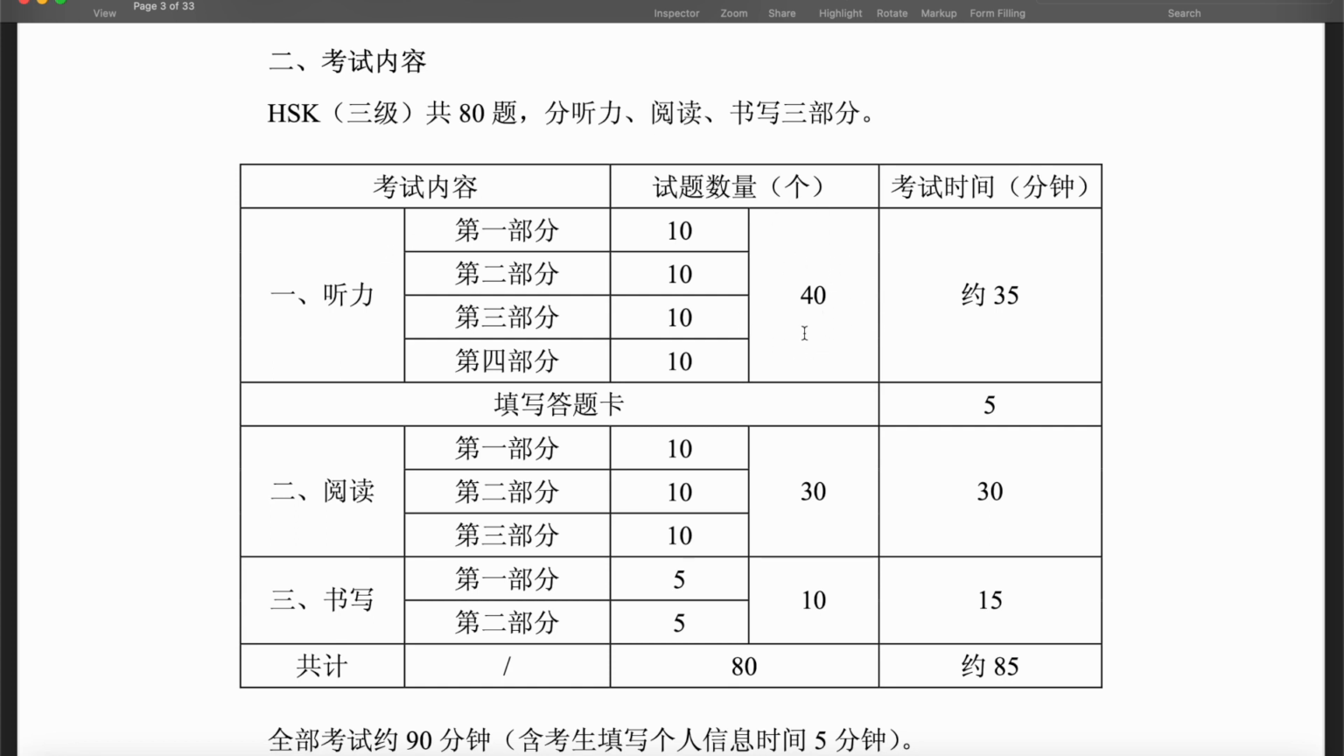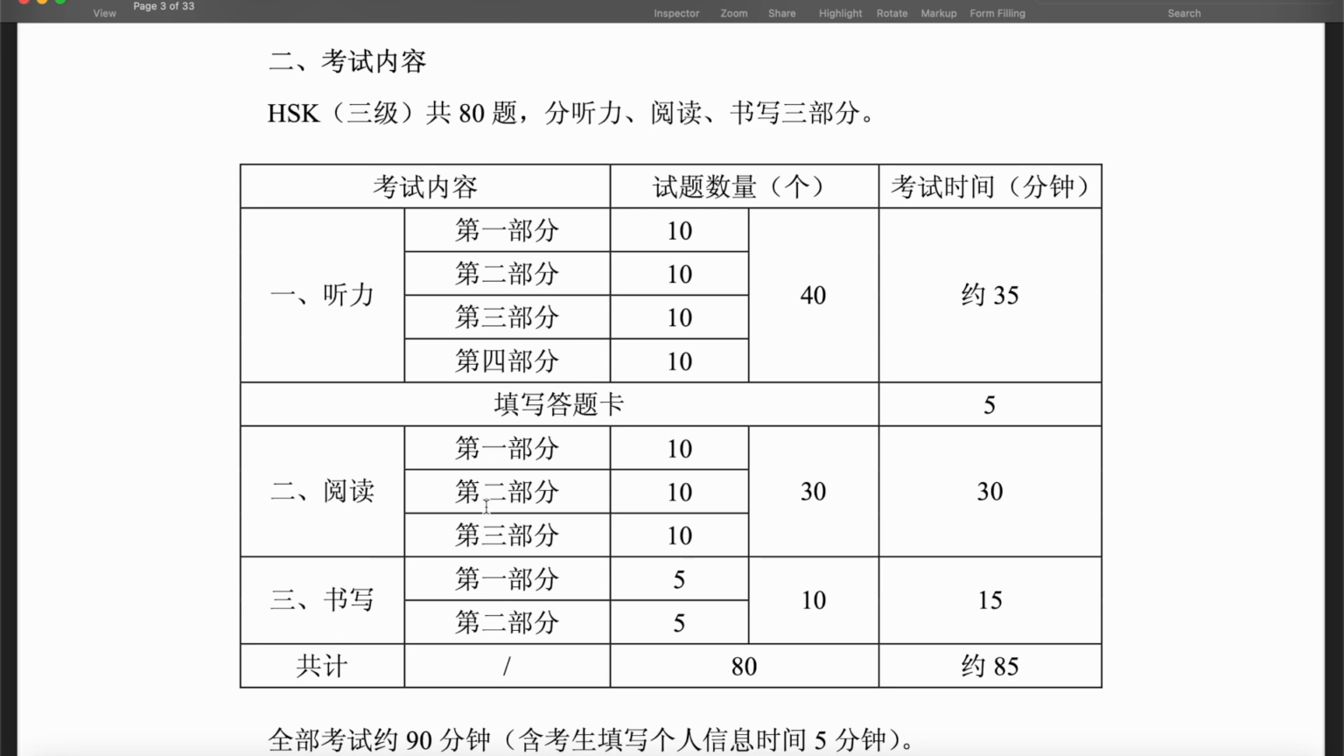Okay, let's come to the number of questions. Listening has a total of 40 questions, reading has a total of 30 questions, and writing has a total of 10 questions. So in total we have 80 questions, right? And this is the time duration: around 35 minutes for listening, around 30 minutes for reading, and 15 minutes for writing. Again we have subsections, like listening has 4 subsections. Each section has 10 questions.